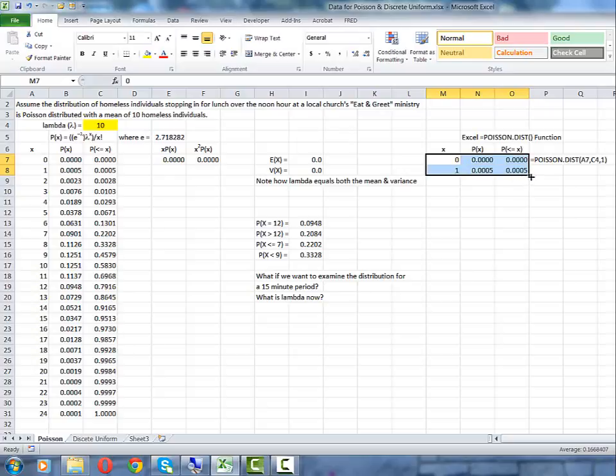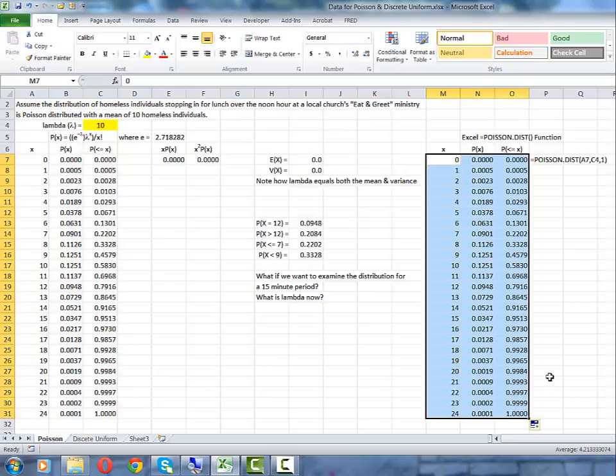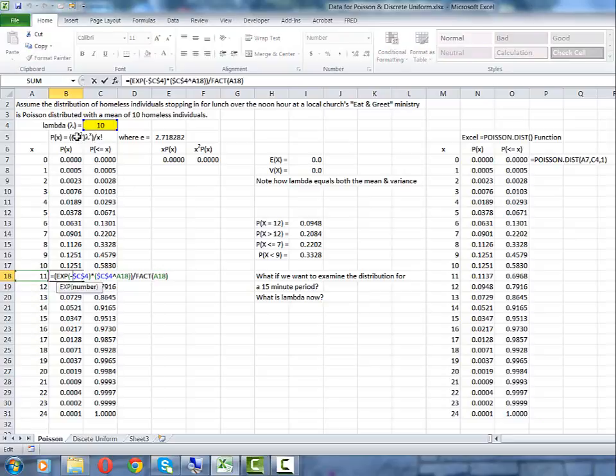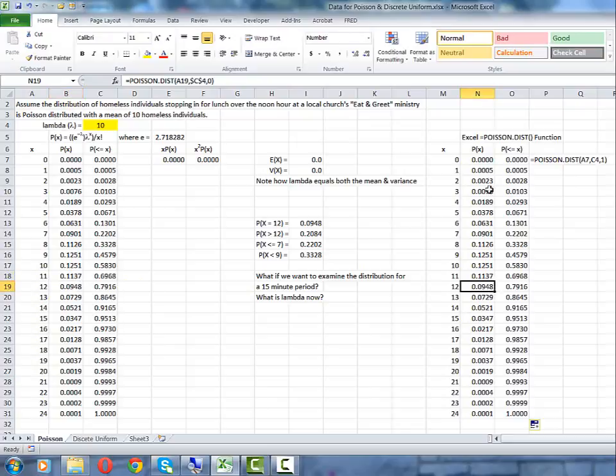And then let's see if I can do it this way. Maybe I can end up with, yeah. So I end up with exactly the same as using the calculations using this formula here. We could also find the same probability distribution using the Poisson function.